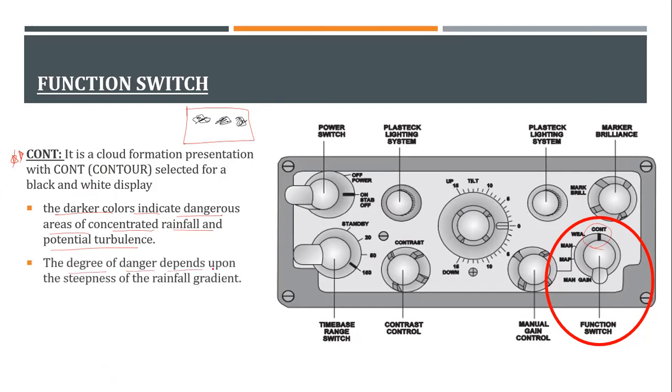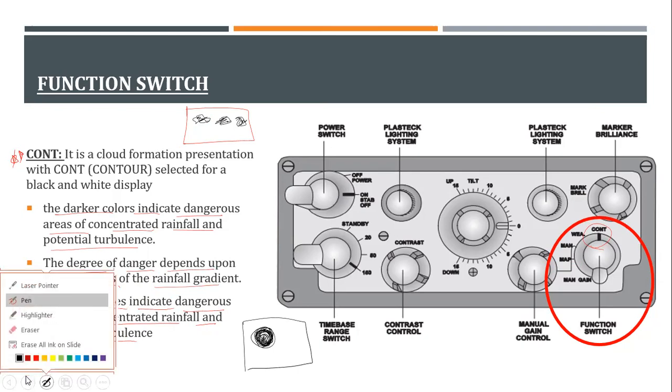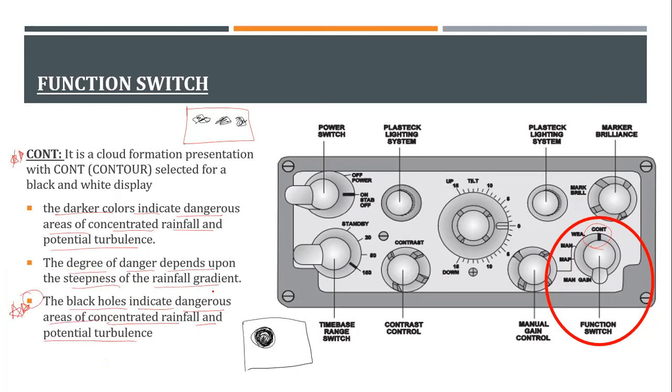The degree of danger depends on the steepness of the rainfall gradient. Now this is very important, it has come in the last times also. The black holes indicate dangerous areas of concentrated rainfall and potential turbulence. If I draw a black hole on the screen, this area is of potential threat. So always remember, in a contour, a black hole depicts a danger.